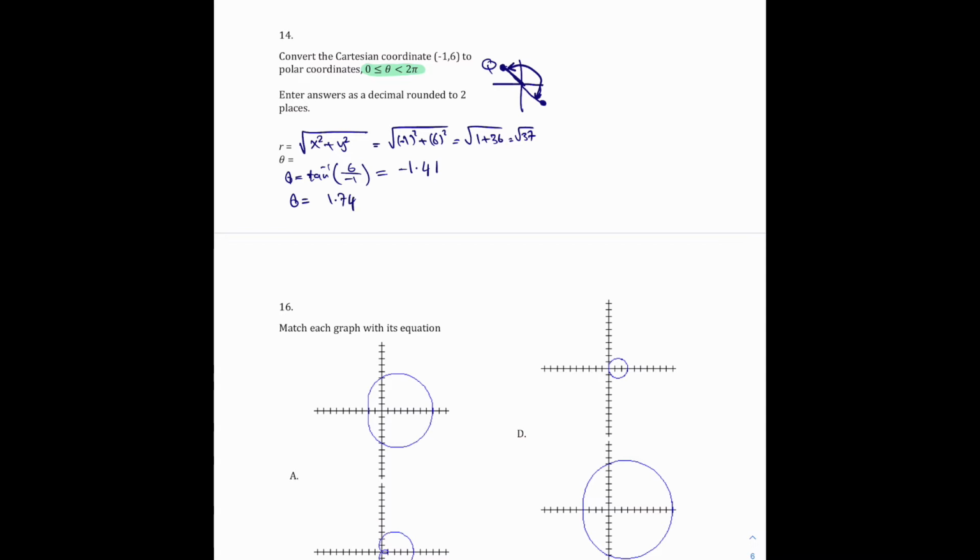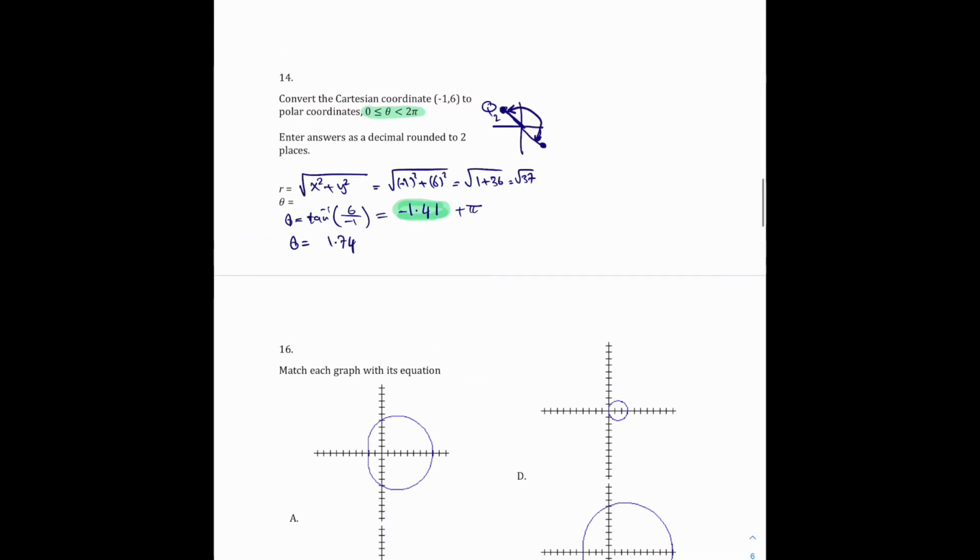radians. So again, this answer right here basically is going to give us an angle in the fourth quadrant. So we need to add 1 period of tangent to that. We know 1 period of tangent is pi. So what we did here, we added 1 pi to get it back to the second quadrant. And the answer is 1.74. So that is question number 14.